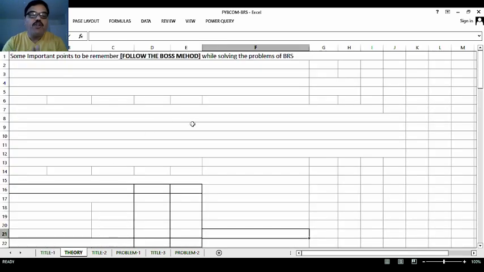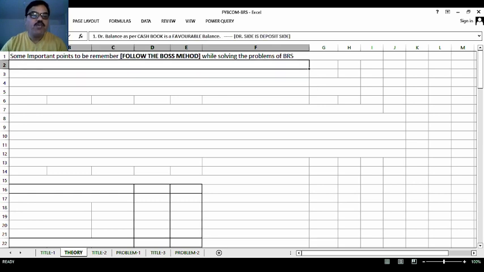Some important points to be remembered under this method, the Yes Boss method, while solving the problem of BRS, that is bank reconciliation statement. What are those important points? The first important point is that a debit balance as per cash book is a favorable balance. You should remember this, because the debit side is the deposit side.